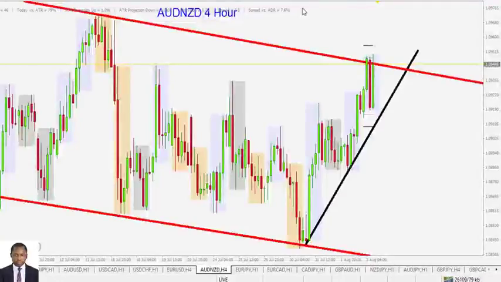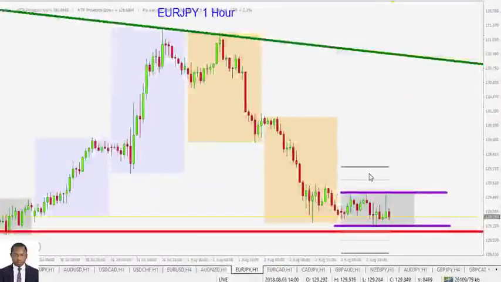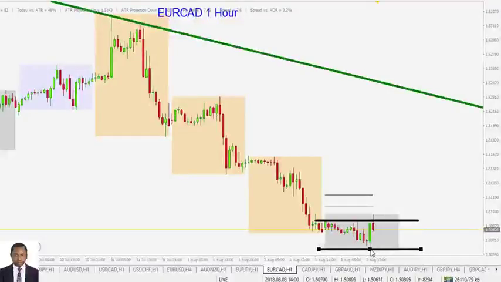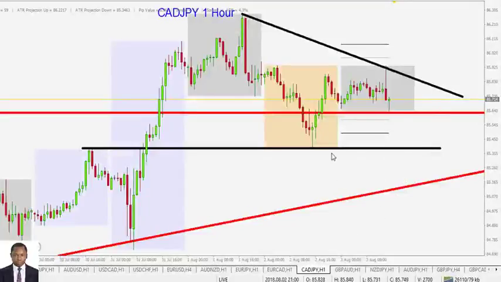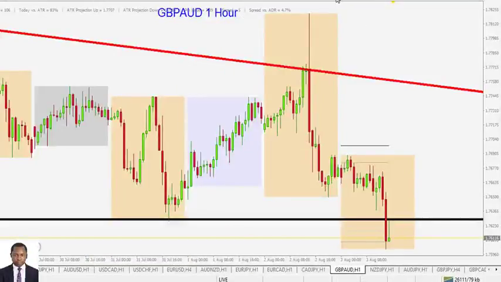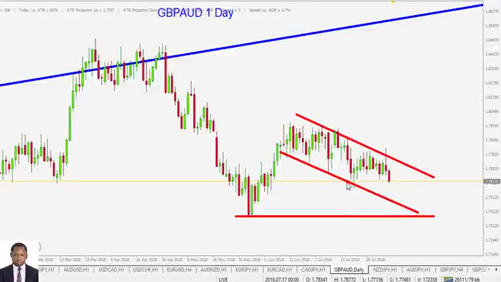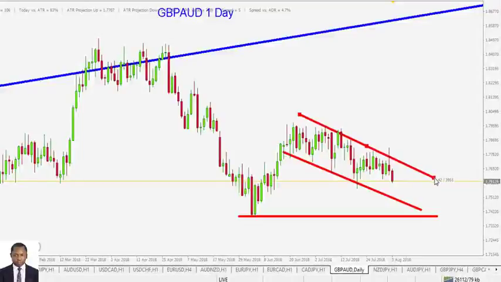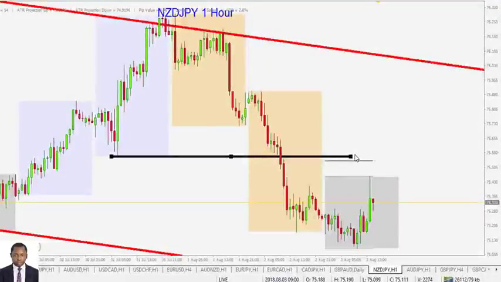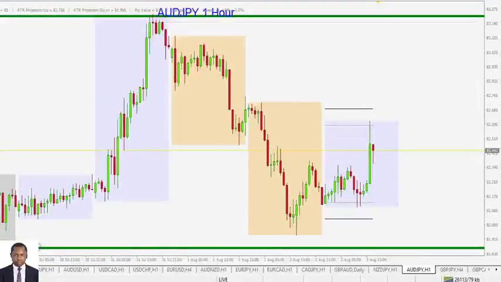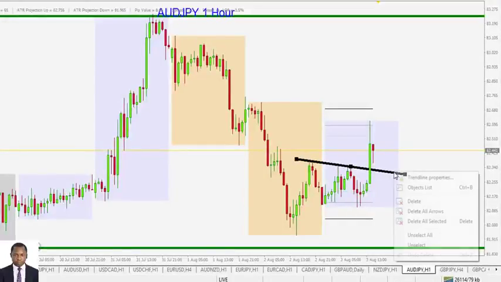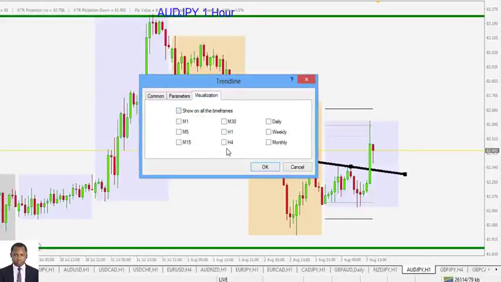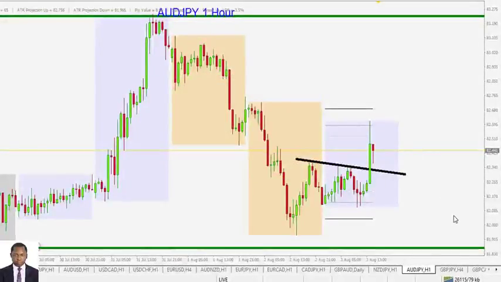Let me just quickly go through other pairs. Australian dollar is quite strong. This is a range here. It's another range here. We're talking about this yesterday. I'll be glad to listen to you if you have your views, what you think will happen to those American dollar pairs. That would be interesting.